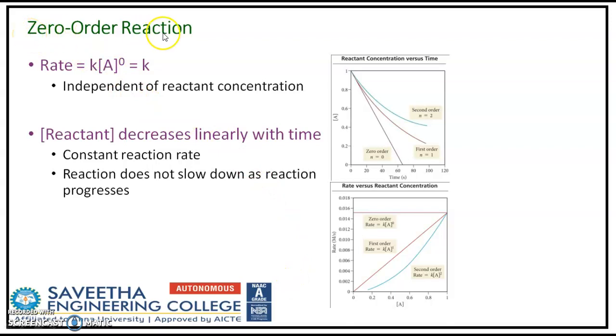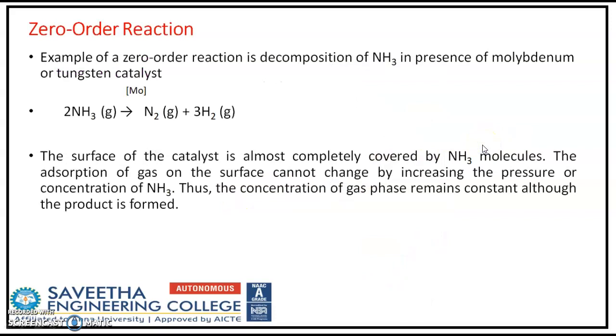Zero order reaction. Here the rate is equal to k into A to the power 0. So for zero order, the concentration of A is raised to the power 0, so this becomes k, since anything to the power 0 is equal to 1. So 1 is multiplied with k. The rate is independent of reactant concentration. The reactant decreases linearly with time. The reaction does not slow down as the reaction proceeds. So this is an example of a zero order reaction.